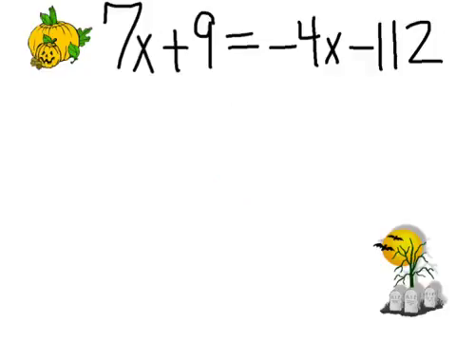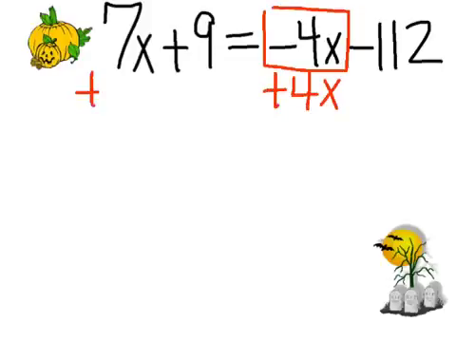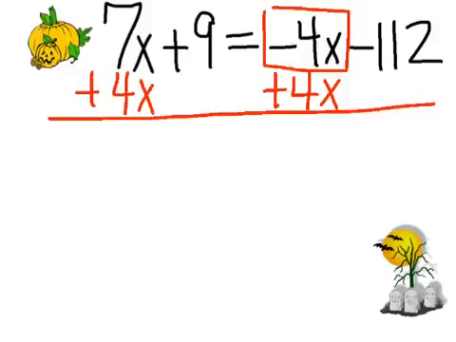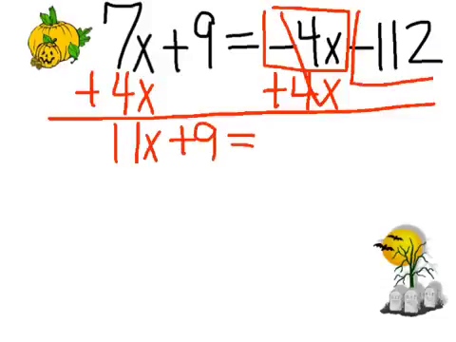Okay, example number 3. We have 7x plus 9 is equal to negative 4x minus 112. First thing, we have a negative 4x. That means we need to add 4x to both sides. When we do that, on the left side, 7x plus 4x is 11x plus 9. On the right side, we have a negative 112.